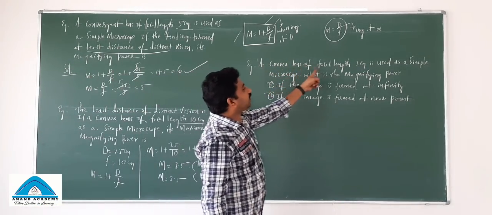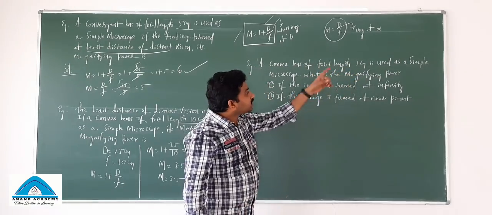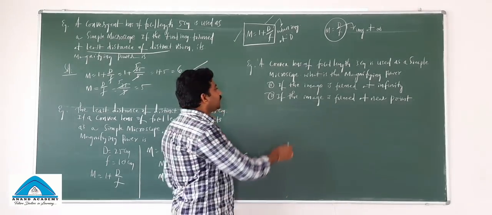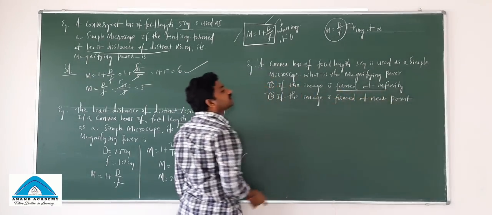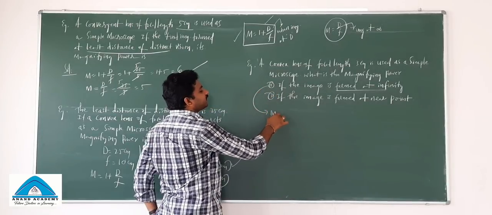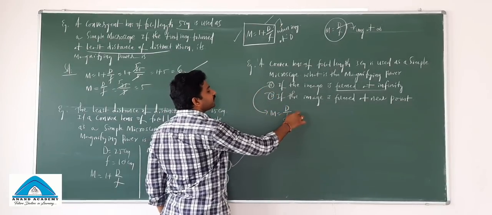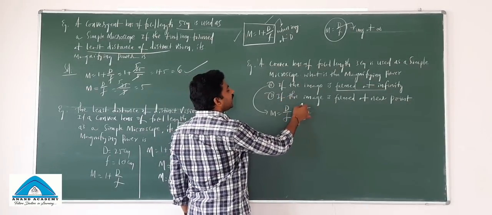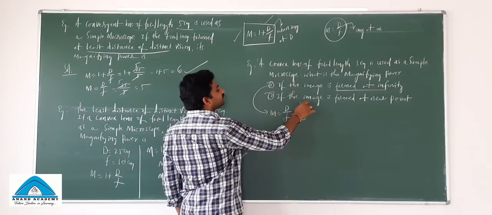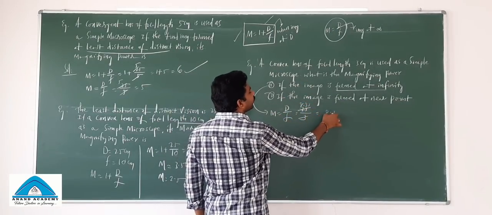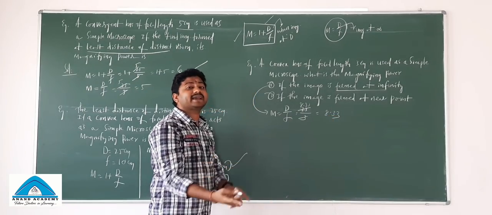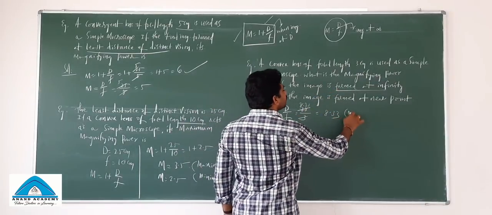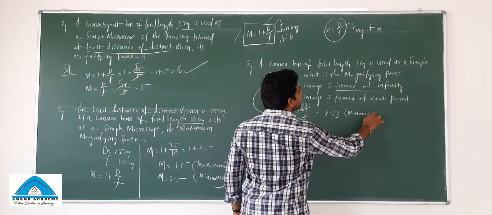A convex lens of focal length 3 cm is used as a simple microscope. What is the magnifying power if the image is formed at infinity? In the first case, magnifying power is equal to D by F. So D is 25, focal length is 3. So this is 8.33. Is it minimum or maximum? Minimum, because the image is forming at infinity. So this is a minimum.